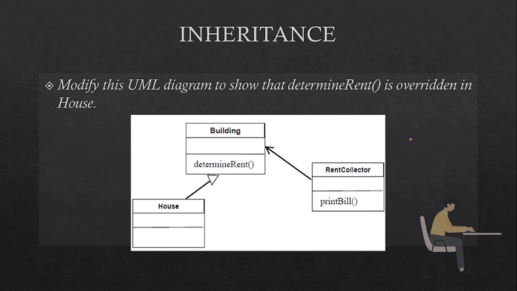Here, another activity is to modify this UML diagram to show that determine rent is overridden in the house. So here, there is a hierarchy, and the determine rent method is not displayed in house because we assume that it is inherited. So we only display it if we are going to implement a newer method with the same name.